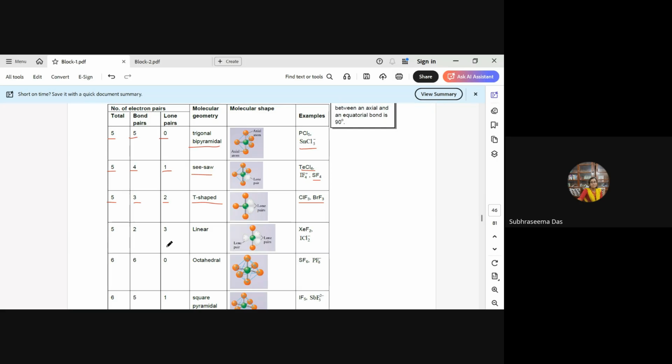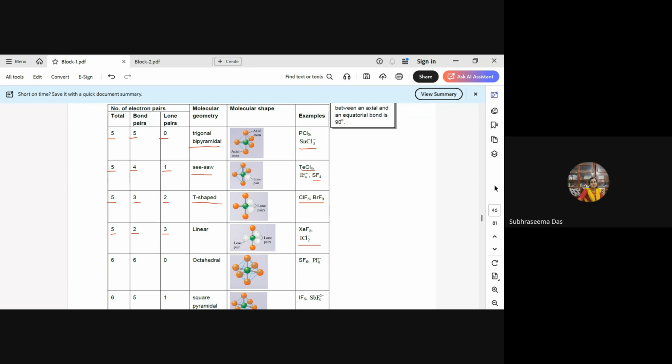Similarly, we'll again consider a case where the total electron pair number is 5, but in this case the number of bond pairs is 2 and the number of lone pairs is 3. So here, the geometry of the molecule becomes linear. Here you can see in this case, the examples are ICl2 minus and xenon difluoride. So even if the total number of electron pairs is 5, the difference in the bond pairs and the lone pairs ultimately predicts the geometry of the molecule.